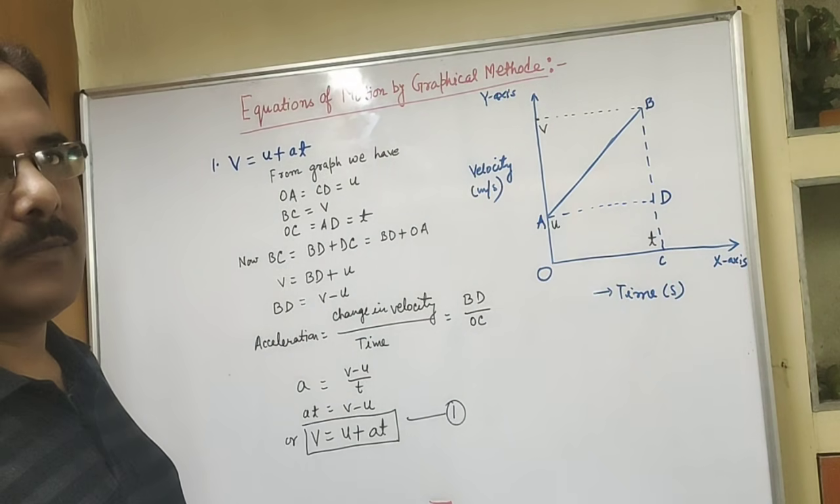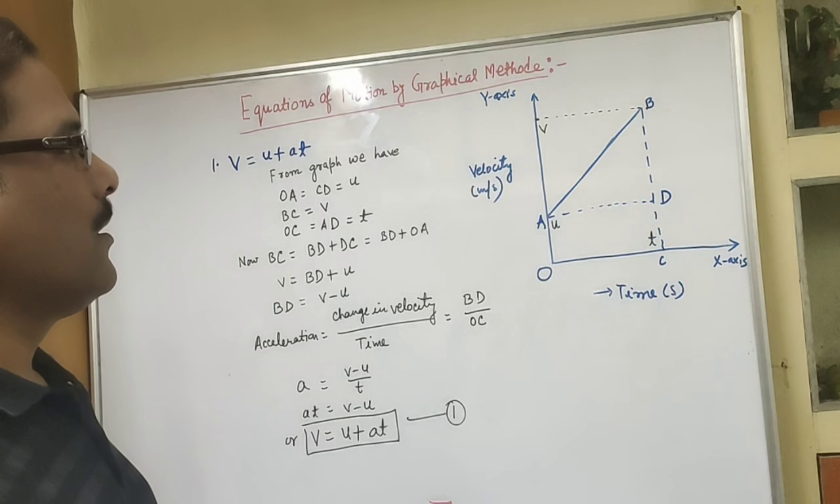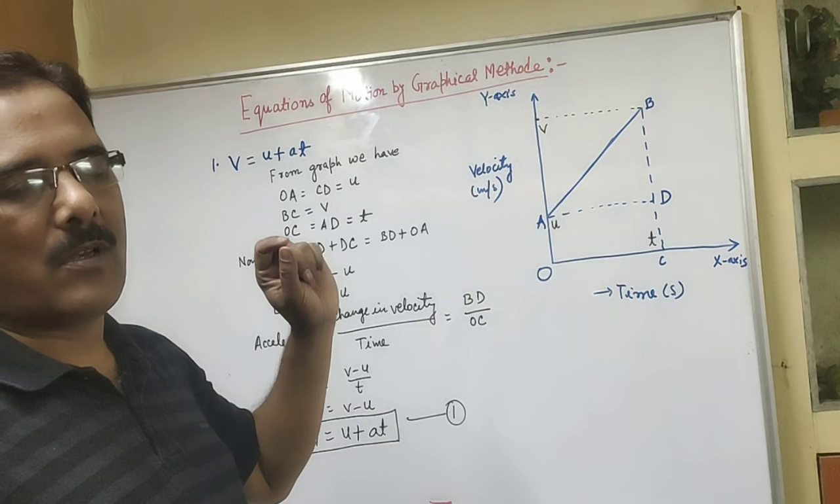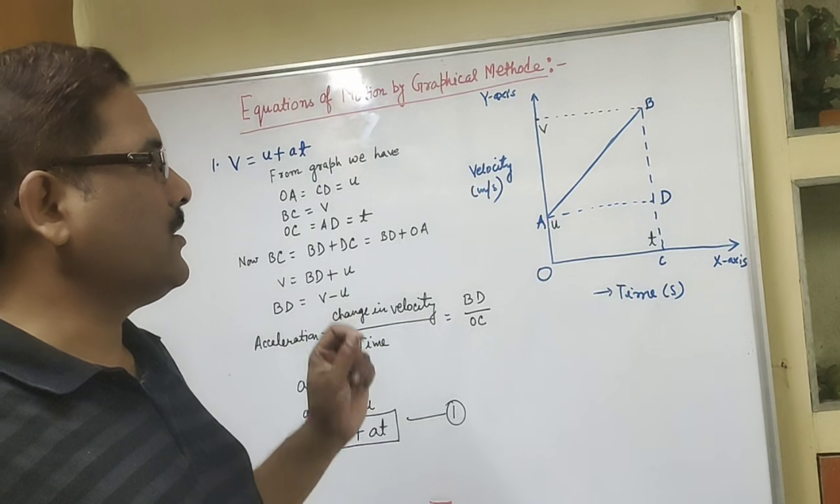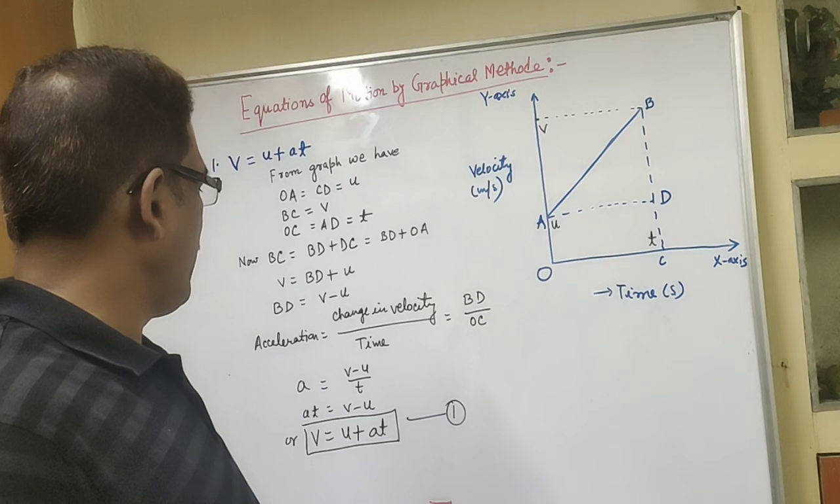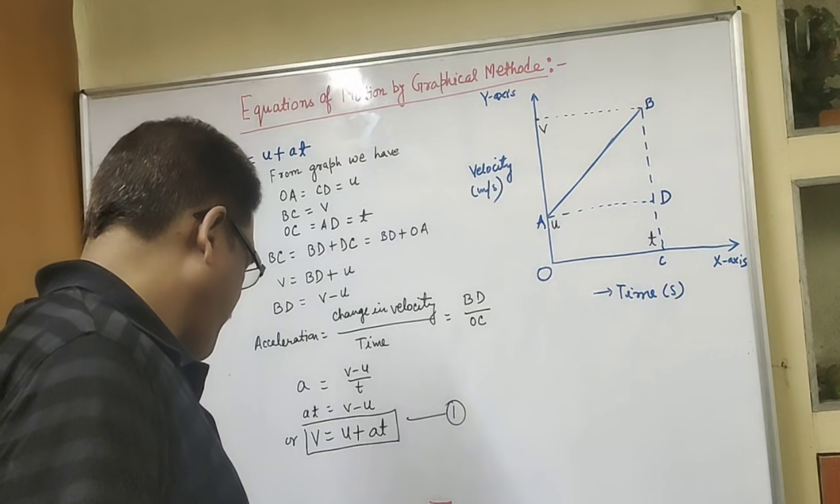So whenever you have to derive equations of motion, first you have to draw a velocity time graph, and I have given a short explanation about the graph that you have to write, and then you will derive in this way, isn't it?